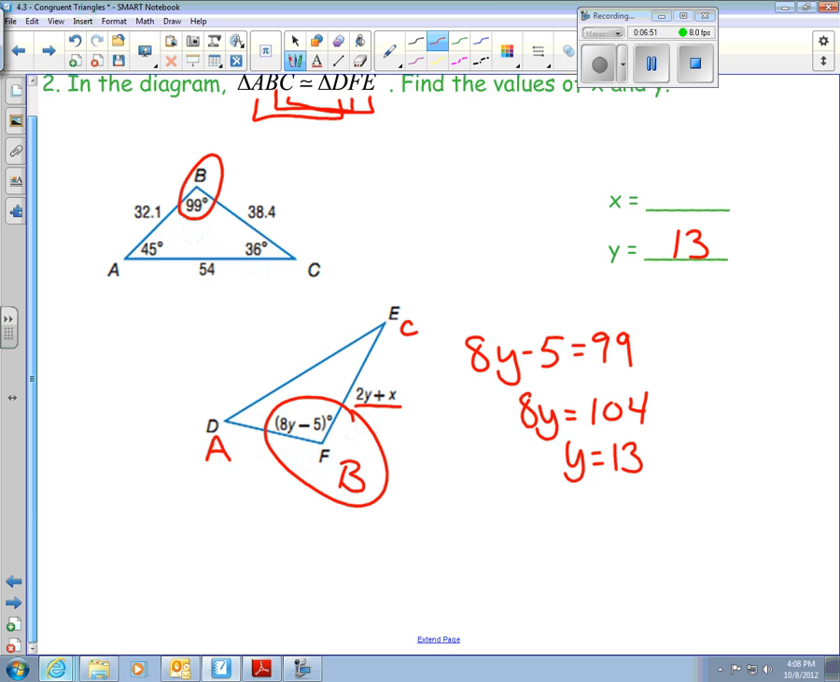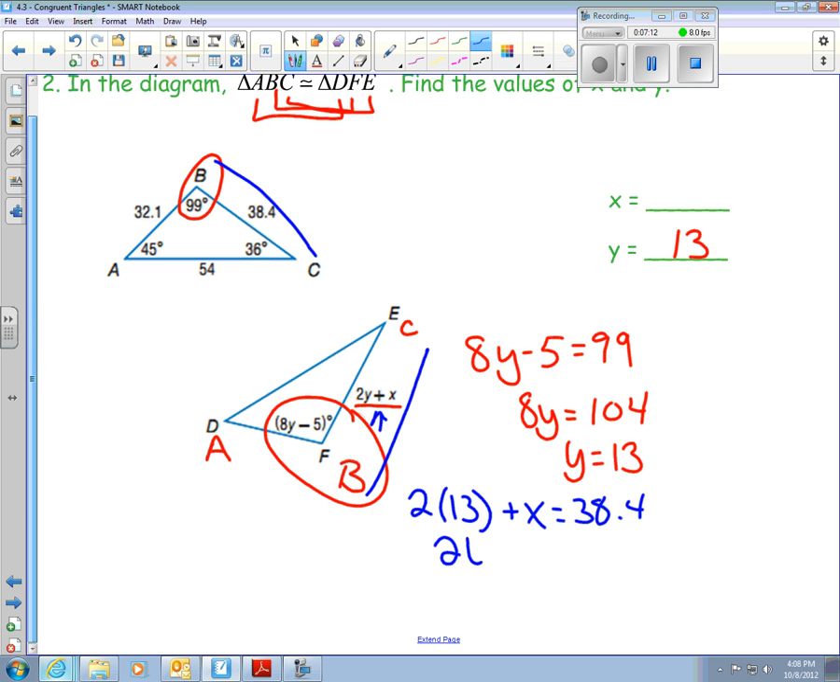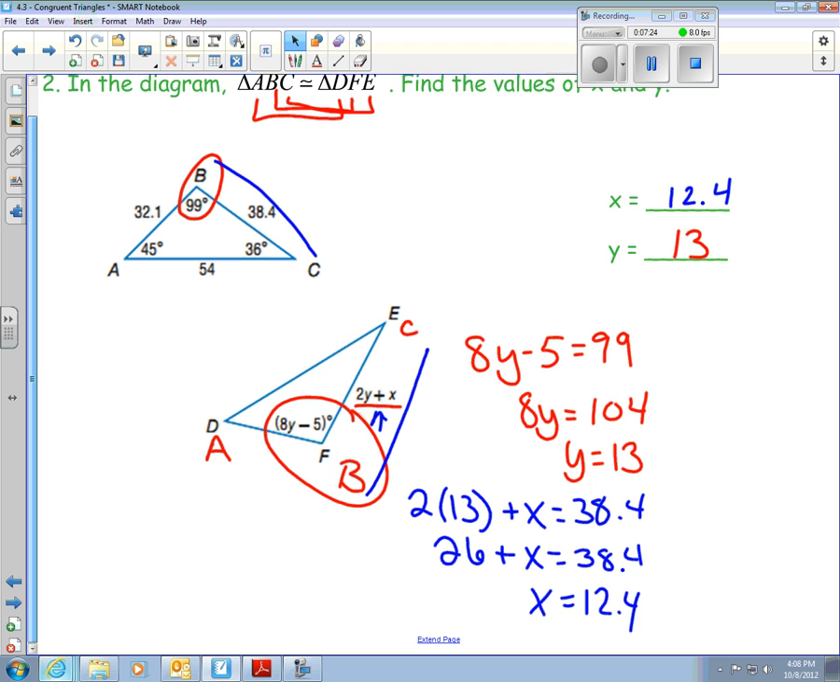All right, so now I know that Y is equal to 13, so I can plug that in right there. So 2 times 13 plus X is equal to, and now I have to find the side BC. So B to C is equal to 38.4. Go ahead and take my 2 times 13. I get 26 plus X equals 38.4. Subtract my 26 and I get X equals 12.4. And we went ahead and found X and Y.